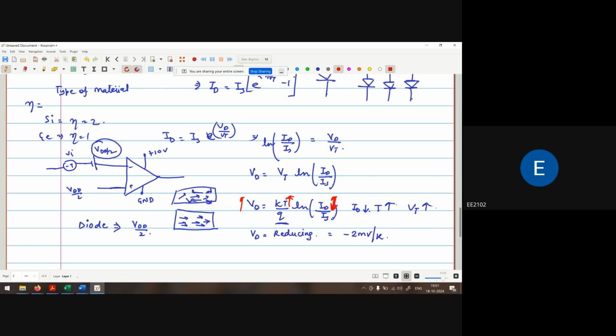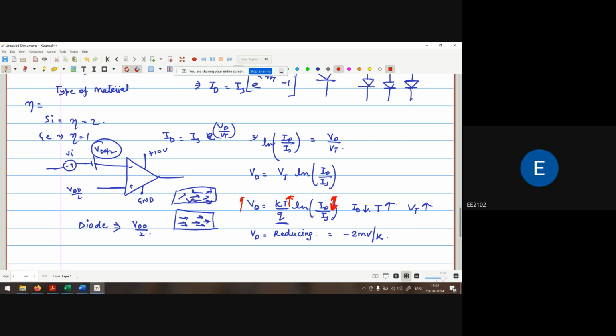And the temperature increase will have a more significant effect in the case of ID. Why? Because this temperature variation will be multiplied by 10 raised to power minus 20. So if I increase the temperature by 10 degrees, 20 degrees, 30 degrees, it will be multiplied by 10 raised to power minus 20, divided by 10 raised to power minus 19, that means overall 10 raised to power minus 4.